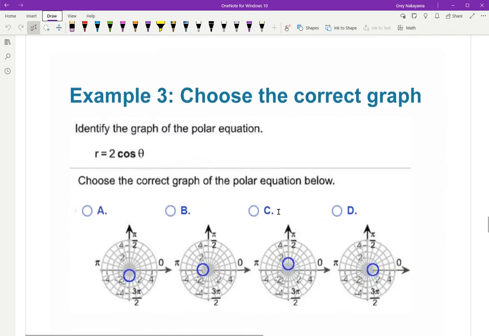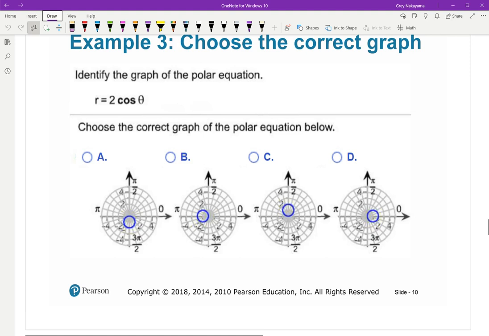Okay. So that was doing it by hand. This is more of what your homework is going to be. And if you pay close attention, y'all, you will find out how easy this is going to be. So r equals 2 cosine theta.